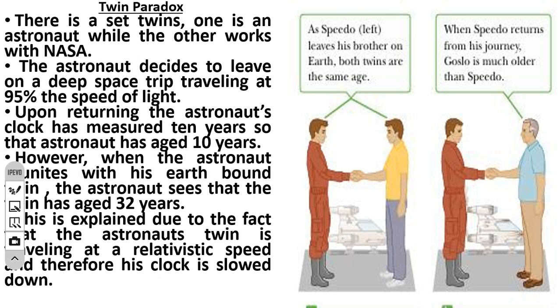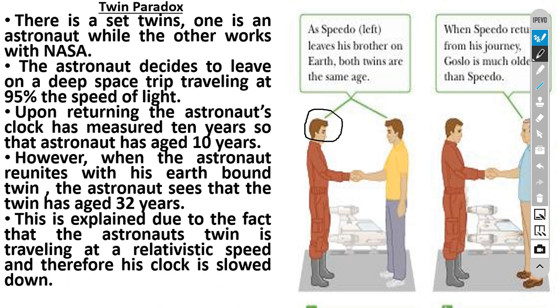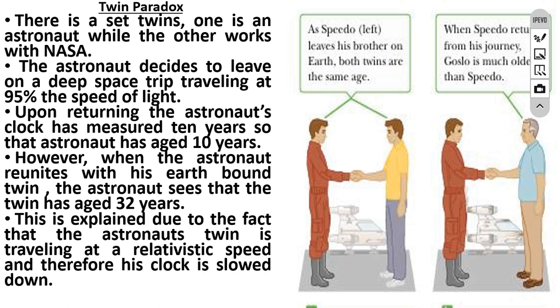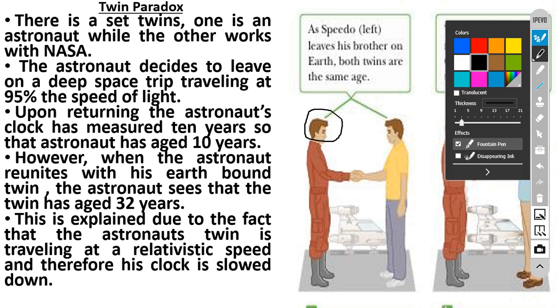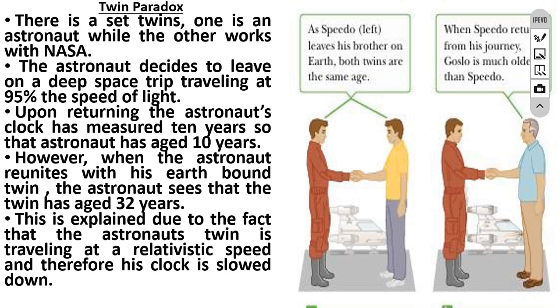When Speedo returns from his journey, Gaslow is much older than Speedo. So on arrival, the astronaut discovers that he is much younger than his brother. You can see this other one with a gray hair, according to the picture, if you can see from there clearly. He has a gray hair.